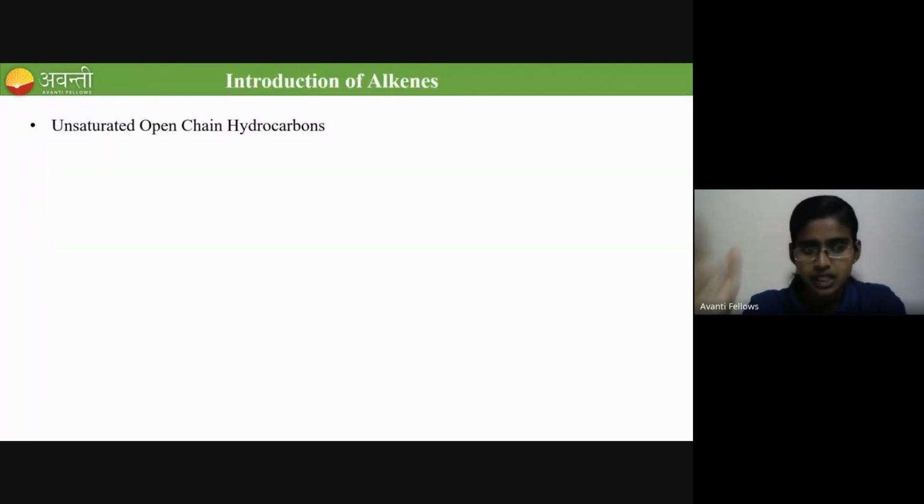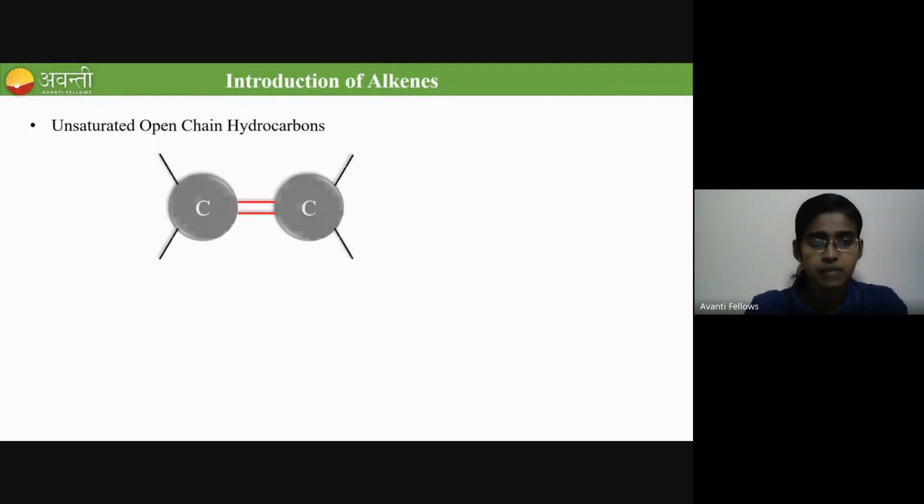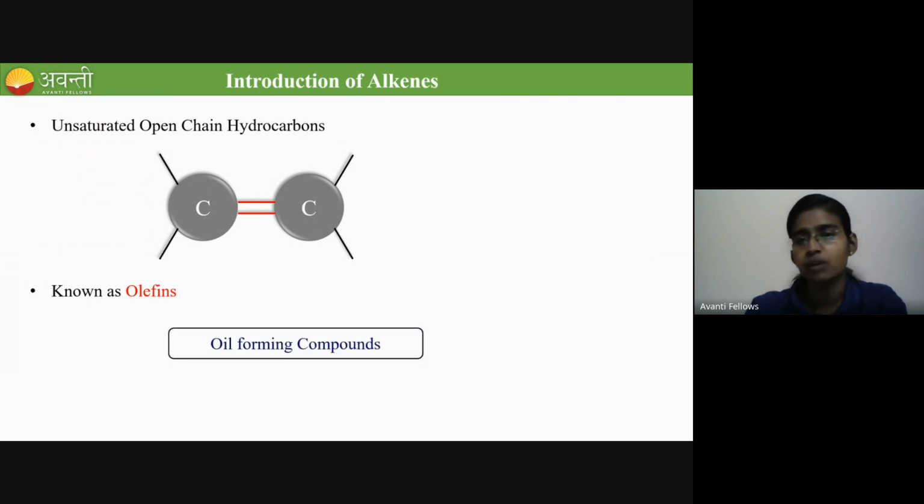Moving on to the introduction of alkenes. Alkenes are basically the unsaturated open chain hydrocarbons. Alkanes are saturated, alkenes are unsaturated. So they will have a carbon-carbon double bond, and are also known as olefins. Alkanes were called paraffins, right? So here alkenes are called olefins. Why are they called olefins? Because they are the oil forming compounds. That's why they are called olefins.